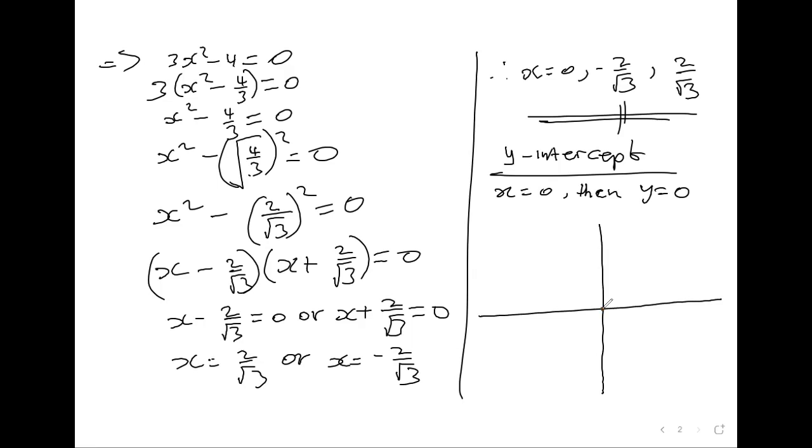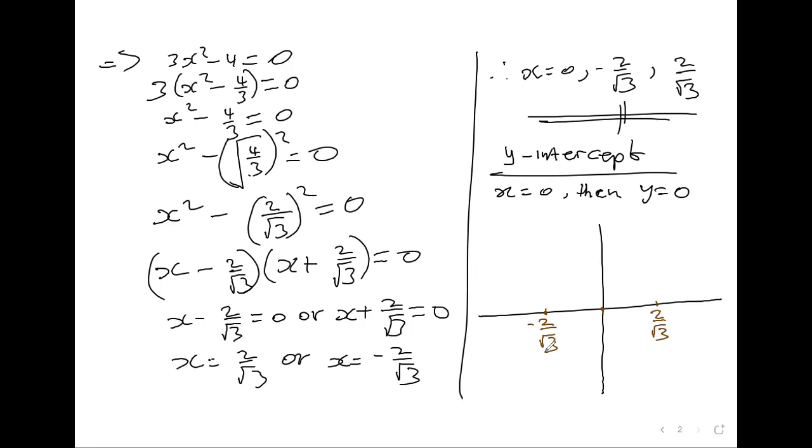So this is an intercept, which is x equals 0. This one. Then we can plot the other intercepts as well. For the positive one, we have 2 over root 3, and then the negative one, negative 2 over root 3.